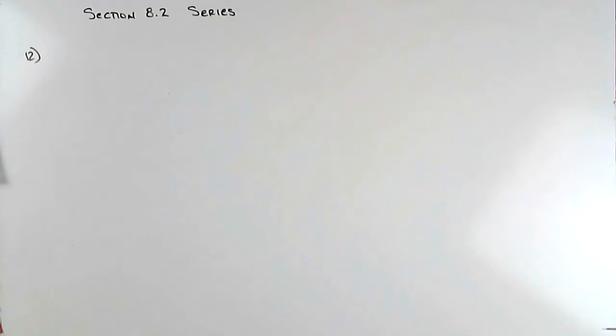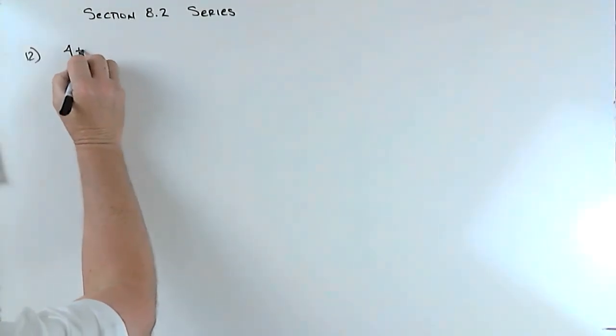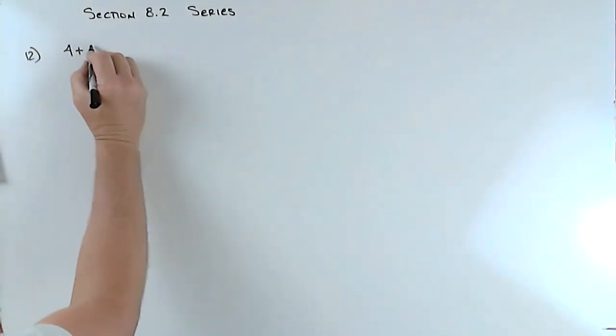So the next question we'll take a look at is problem 12, and in the instructions for these problems, it says determine whether the geometric series is convergent or divergent. If it's convergent, find its sum. So they've told us that this is geometric.